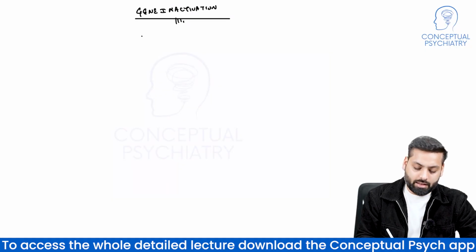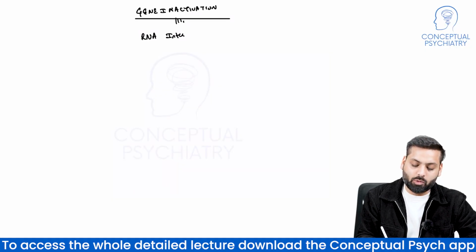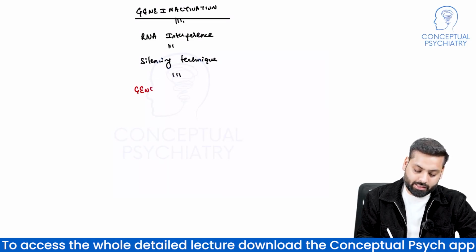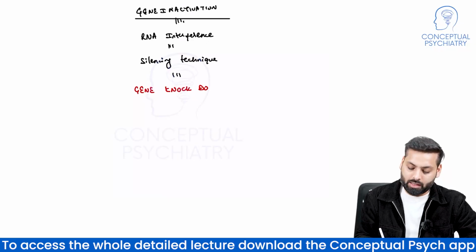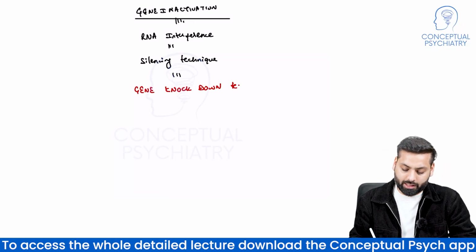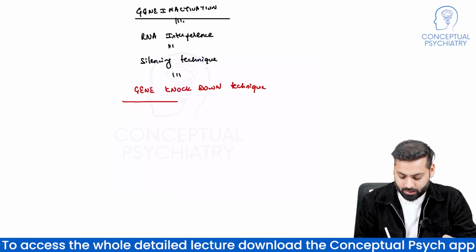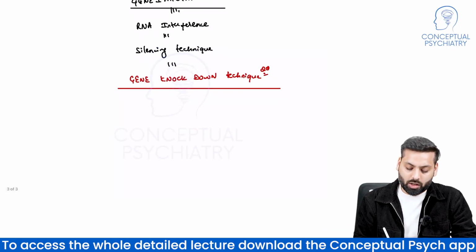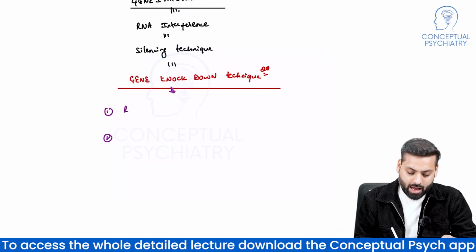So once you are doing the procedure of gene inactivation, this is known as RNA interference, that you are interfering with the mRNA, or this is known as the silencing technique, or they will ask you, this is known as the gene knockdown. You have punched the gene and knocked it down. Remember that gene knockdown technique. So they will ask you, in gene knockdown technique, you are doing two things. One is RNA interference and the other is silencing.